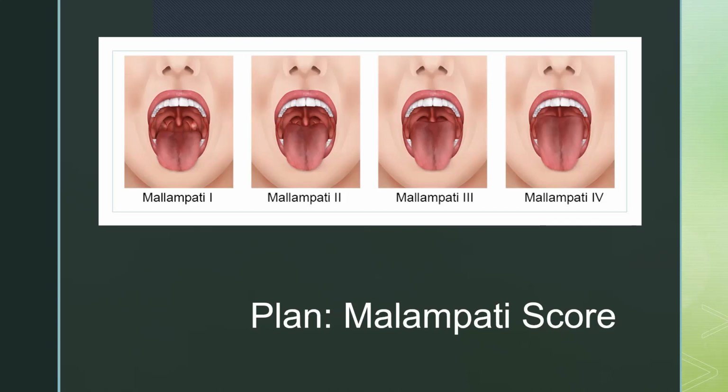Now, in the context of an emergency department, you don't have that luxury, but it's just a nice score to know because visually, quickly, we can kind of decide, is this going to be easy?